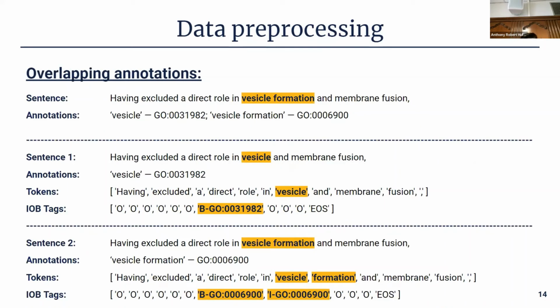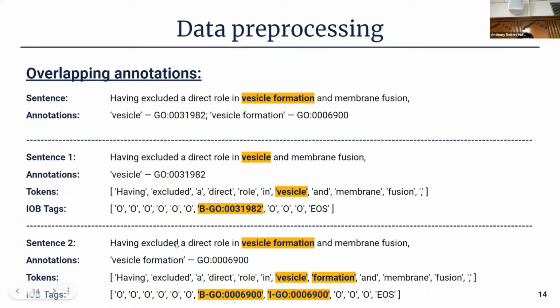Here is a complex situation where we have overlapping annotations. In this case, the vesicle formation as a single phrase is annotated to a GO 6900, but then within that phrase, we have a subphrase vesicle, which is annotated to another GO term. So in this instance, what we have actually done is we have broken down the sentence. We have made copies of that sentence into two different sentences, where in one of them we are just considering vesicle or the subphrase and removing the phrase, whereas in the next sentence we are keeping the entire phrase and annotating it to a different term.